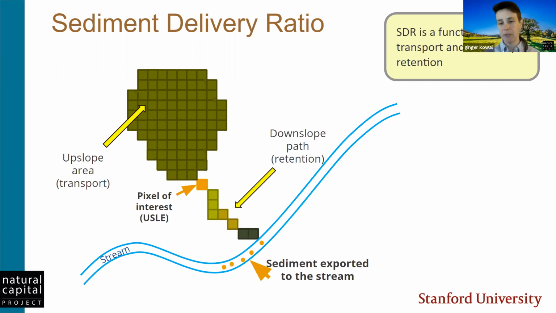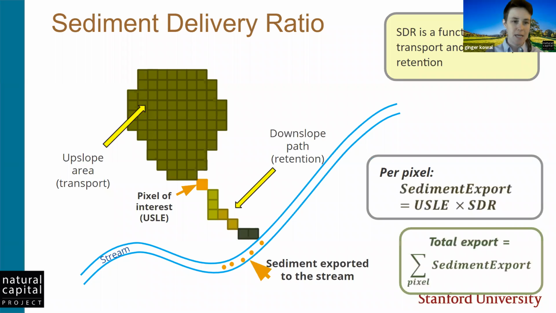The second part is the downslope path. This is the path that water follows after it leaves the pixel of interest, the orange pixel, between that pixel and the stream. So if this downslope path is very short, or if it has a high slope, or if it doesn't have much vegetation to retain the eroded sediment, then it will deliver sediment to the stream. So from these two topographical factors, we calculate the sediment delivery ratio for each pixel. And then the sediment that is delivered from that pixel is just the product of the delivery ratio and USLE for the sediment coming off. Total export over the whole watershed is just the sum across pixels.